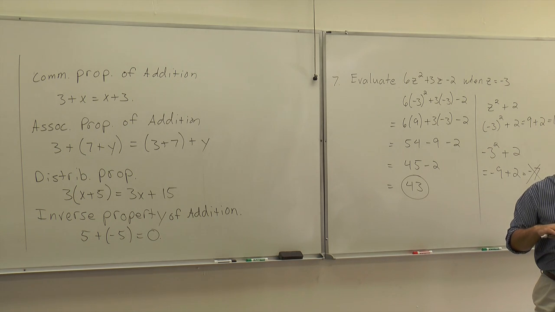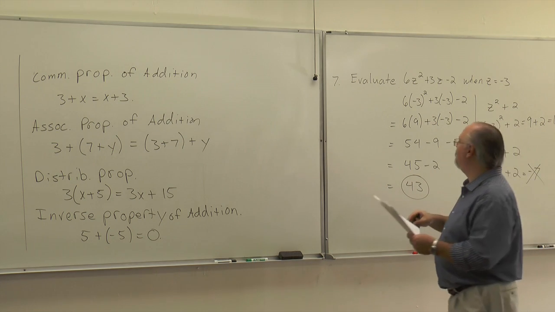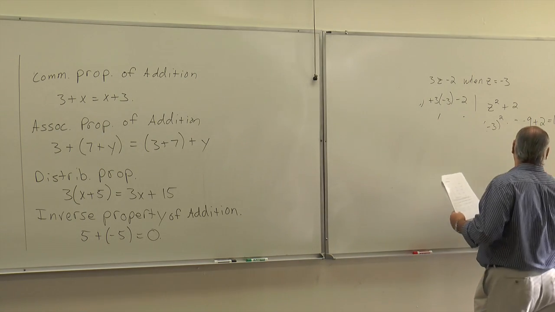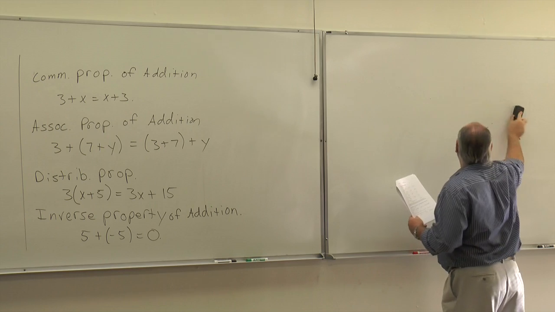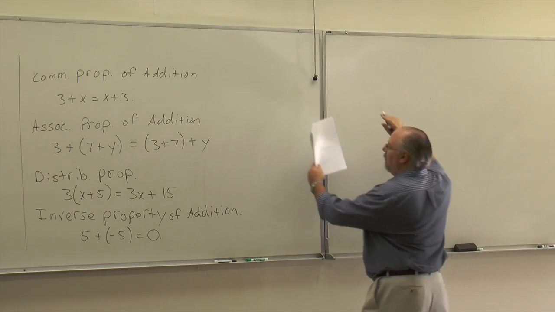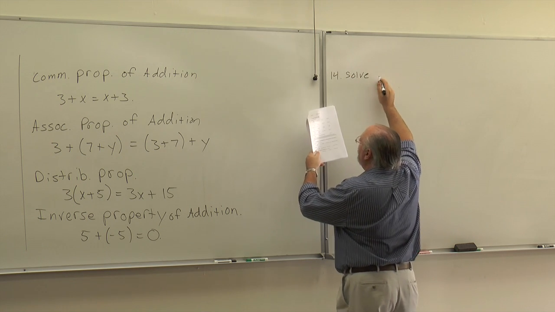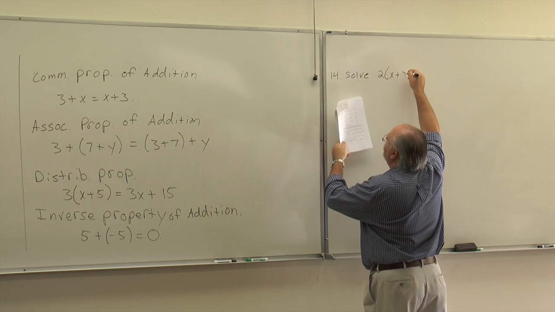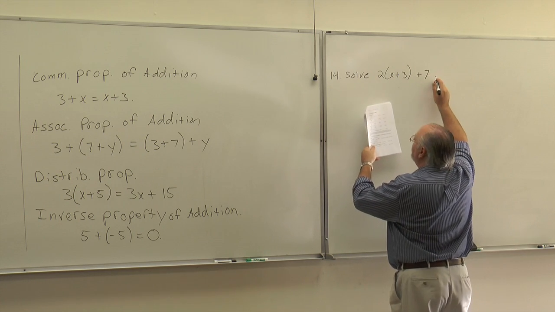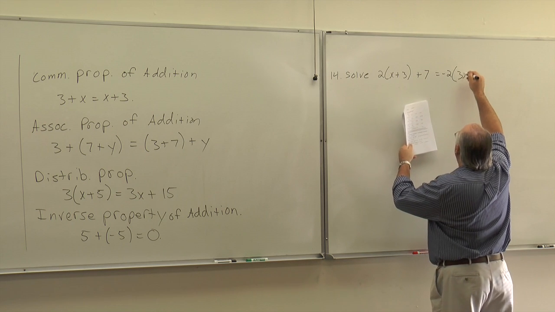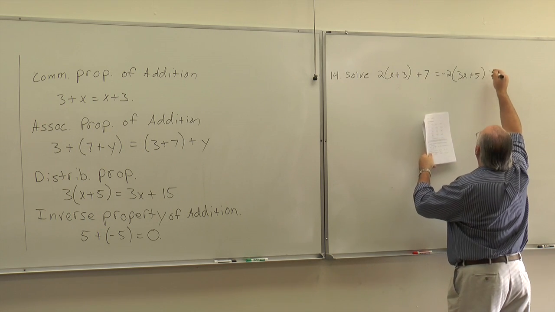Should I do one? No. Oh, let me do one. Let me just do one, for those people watching at home. All right, 14. Solve 2 times (x plus 3) plus 7 equals negative 2 times (3x plus 5) plus 5.